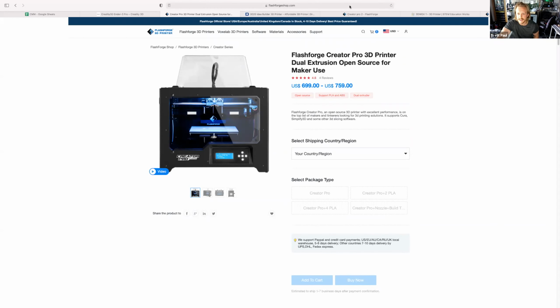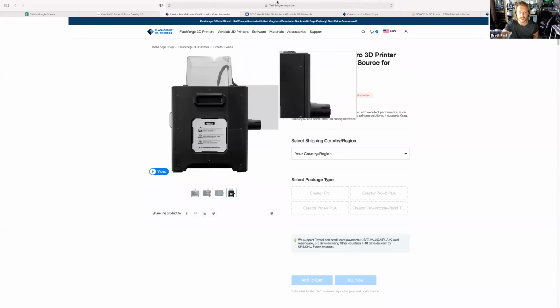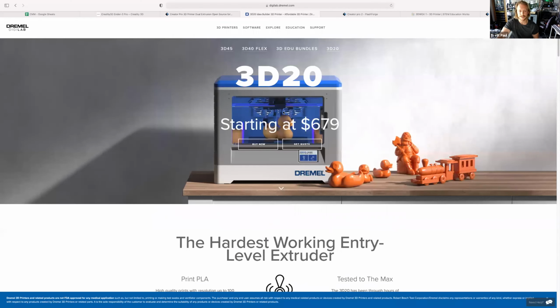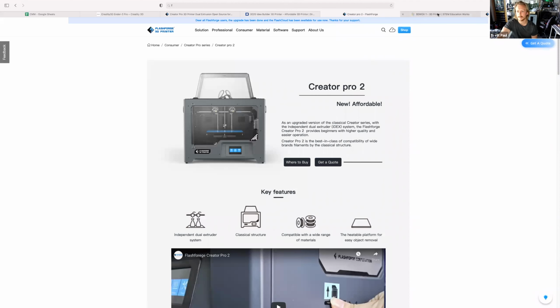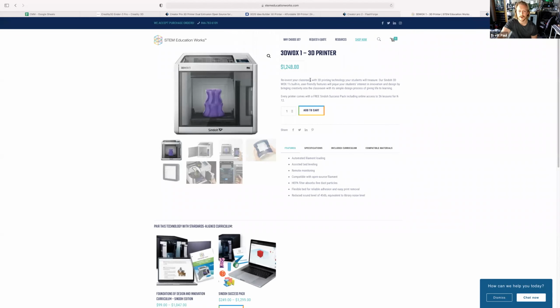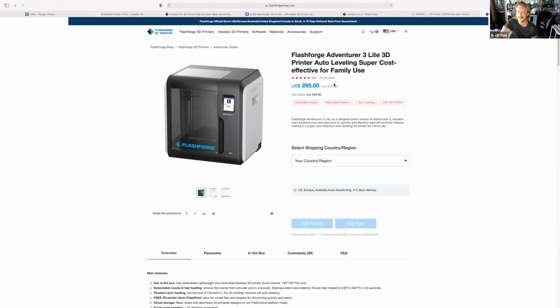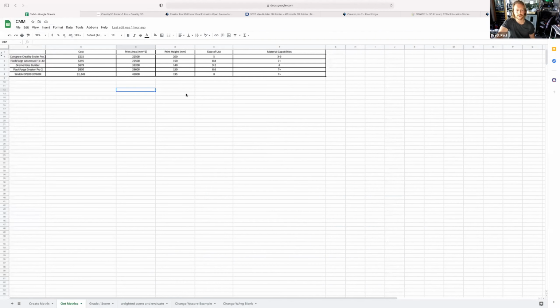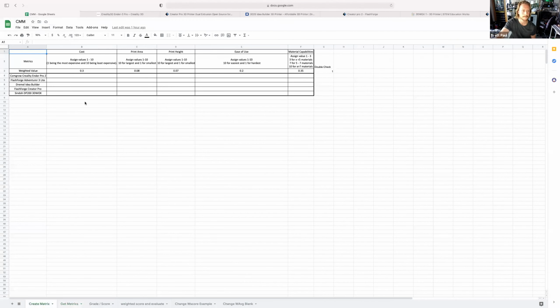Just a sec, I've got the zoom bar right there. We are gonna also look at the Dremel 3D 20. Already had that up. All right, and then we're gonna look at the 3D Walks 1 and the Flash Forge Adventure 3 Lite. So like I said, the first thing that we are going to do is apply weighted values, okay, to each one of our metrics.